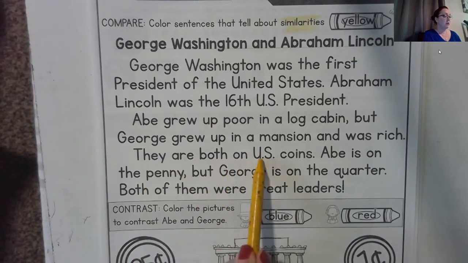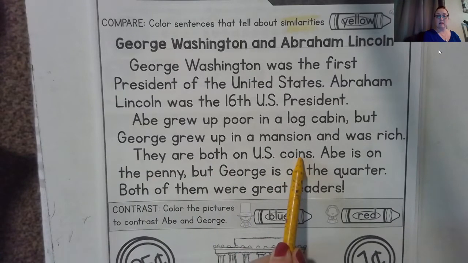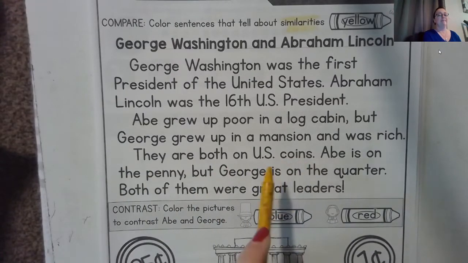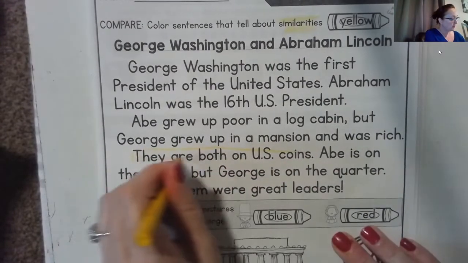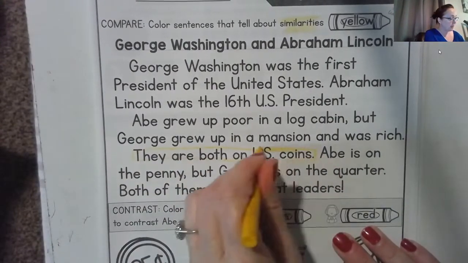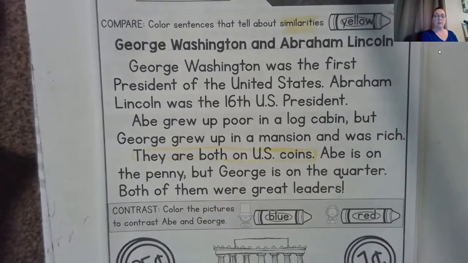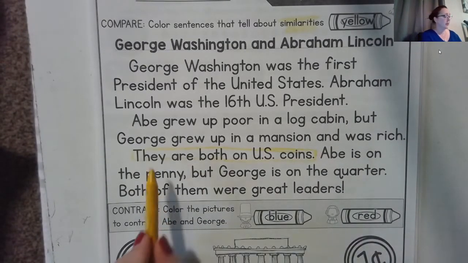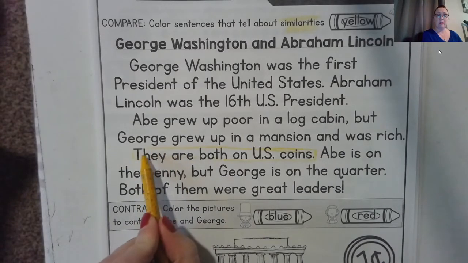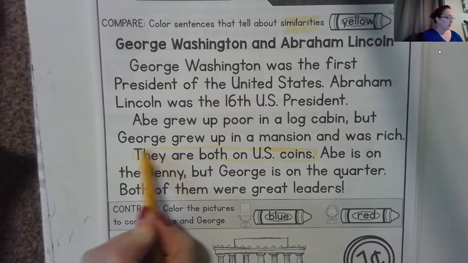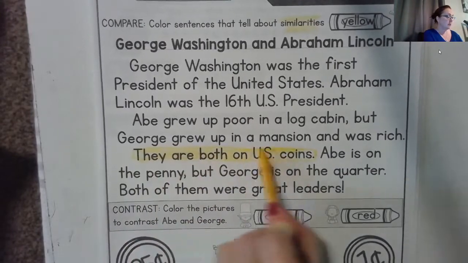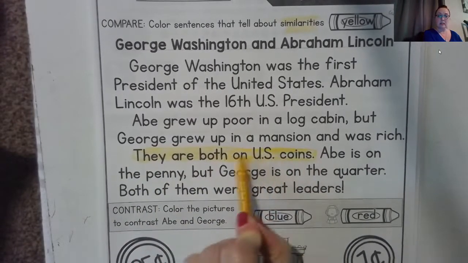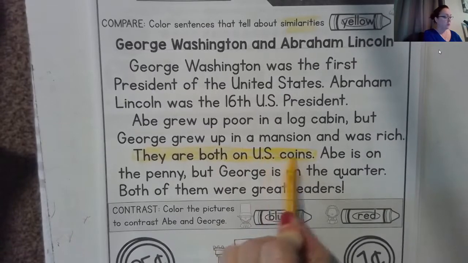They are both on U.S. coins. Are these similar? Yes, they are. So this is where, if you don't have a yellow crayon or a marker, or you didn't want to write it down, it's okay. You can just follow along. But this one, if you do have this, you're going to color it yellow, or you could box it up and just put it in a box, just so that way you knew the difference.